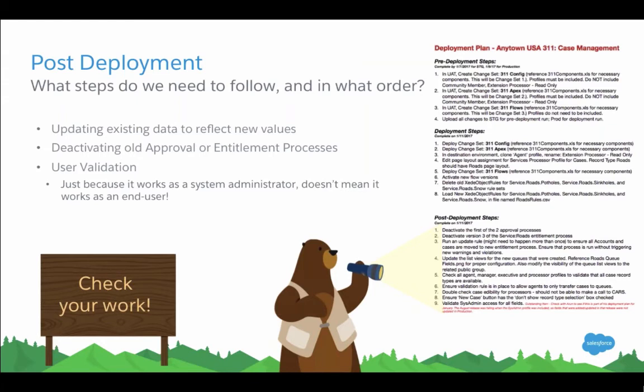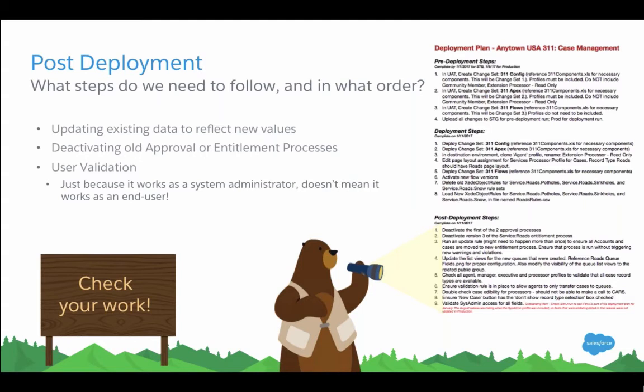Deactivating old approval processes, old entitlement processes, making sure that we don't have things running at the same time. Entitlement processes in particular are a big one. If you created a new version of an entitlement process, make sure you run an update to ensure all of your cases are on the newest version of that entitlement process.